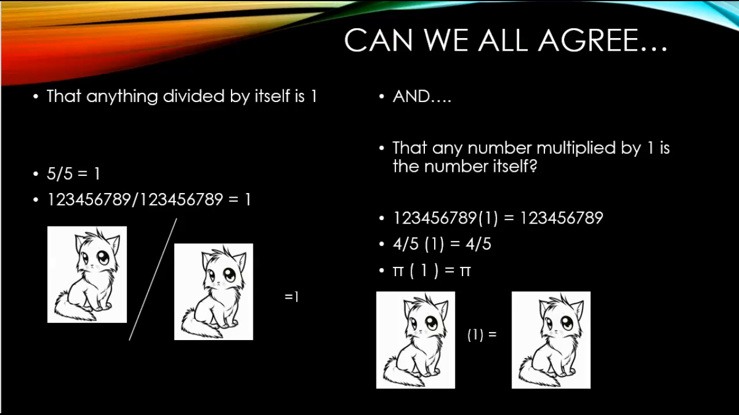Can we also agree that any number, when you multiply it by 1, it just stays that same number? So 123456789 times 1 equals 123456789. Correct? 4/5 times 1 is 4/5. Pi times 1 is pi. Cat times 1 is cat. That makes sense? So once we all understand this, then we're really ready to divide radical expressions.